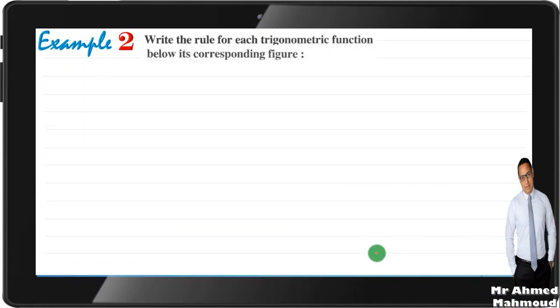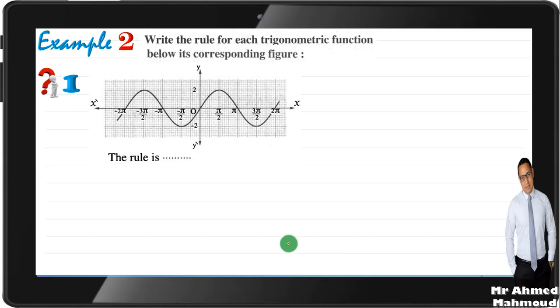Write the rule of each trigonometric function below its corresponding figure. Number 1, here this function comes from 0, goes up to 2, goes down to negative 2, and completes a whole period after 2 pi. So this is a sine function, so y equals sine theta. But here the function goes up till 2, so its range is from negative 2 to 2, so we have 2 sine theta, so the function equals 2 sine theta.